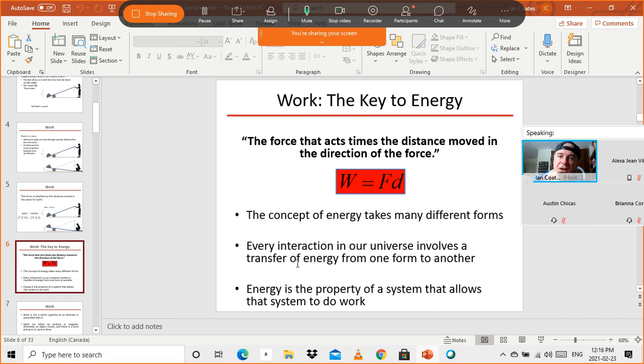Okay, so every interaction in our universe involves a transfer of energy from one form to another. Energy is a property of a system that allows a system to do work. So work is equal to force times distance. So let's say I have a 5 kilogram box. I apply a force F to it, and it moves a distance d. Well, you've moved the box from here to there over a distance. You've moved it. It's something that's quantifiable. You can see that it's moved, so therefore work has been done.